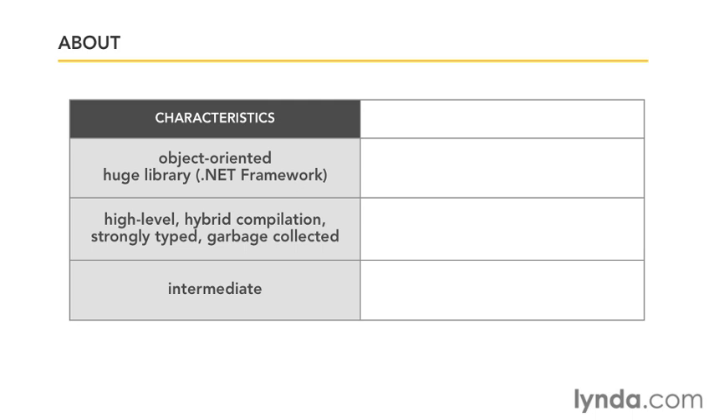Both of them are object-oriented. They're all about using classes and objects. And both of them share the same characteristics. They're high level, they're strongly typed. They use garbage collection, so we don't have to worry too much about memory management. And they both use the hybrid compilation model like Java does. They're neither strictly compiled nor strictly interpreted.